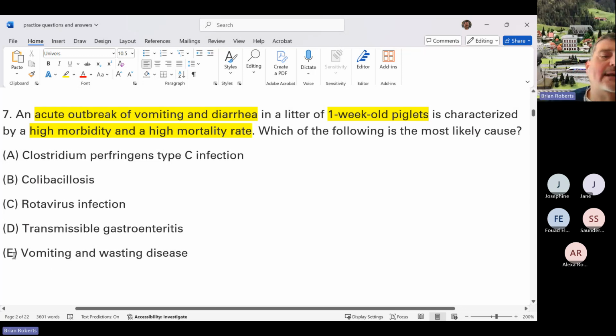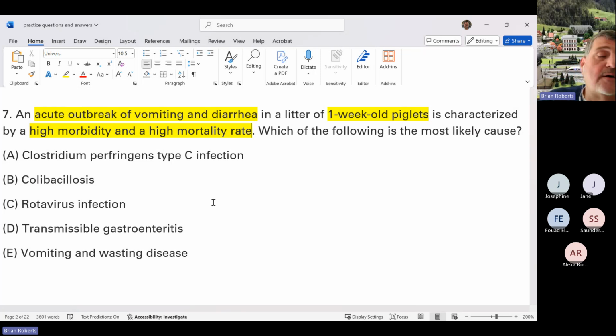So I eliminated E right away because vomiting and wasting disease sounds chronic, right? And this says acute outbreak. So again, this is one of those where you have to know these agents that cause GI signs in pigs and cattle, and when it causes problems during their life stage.